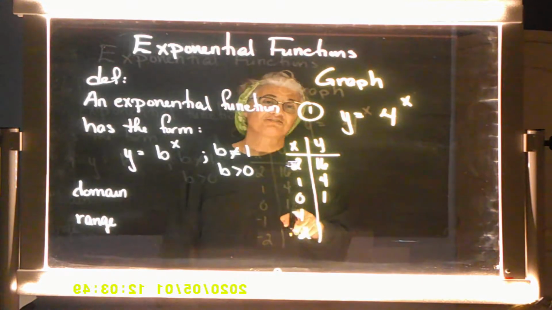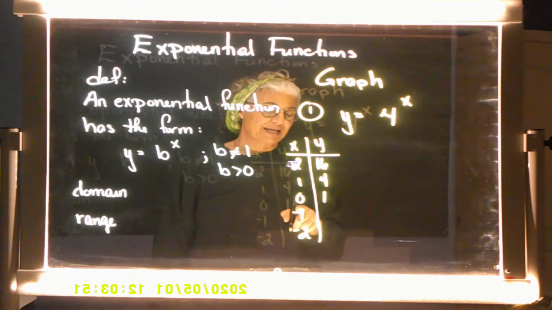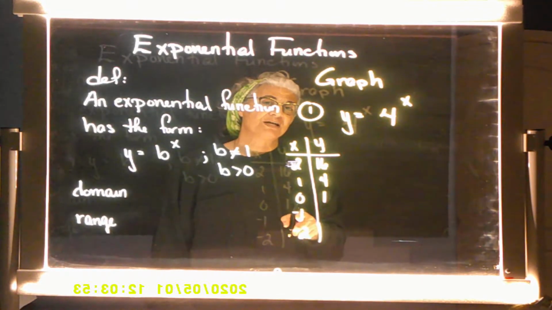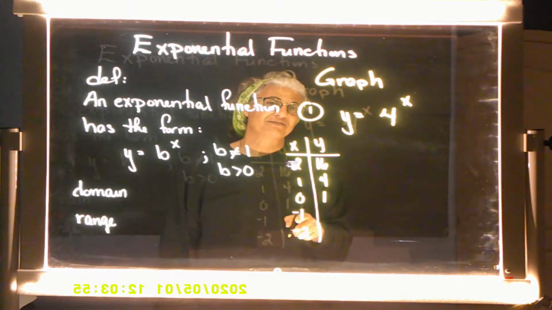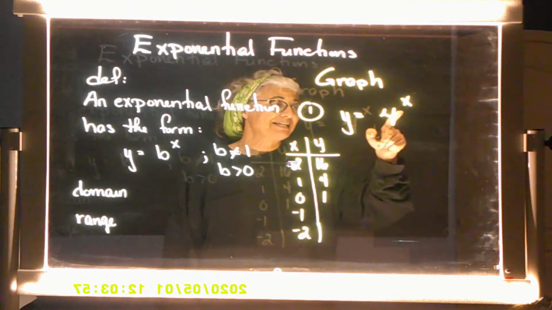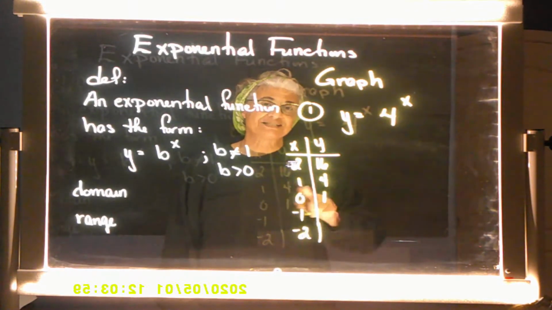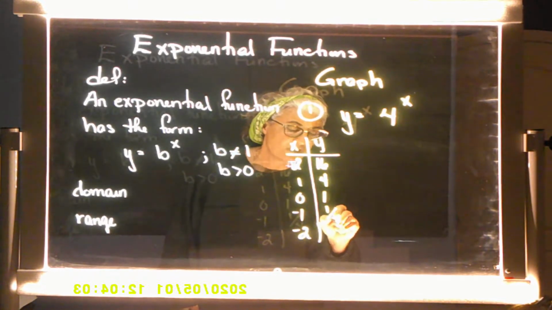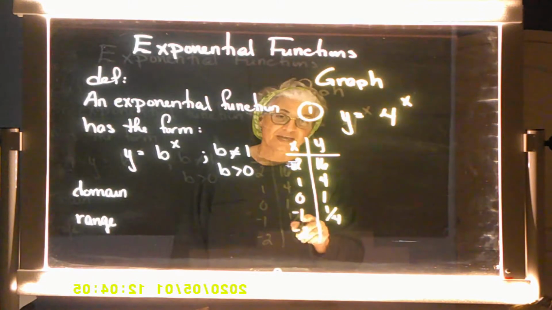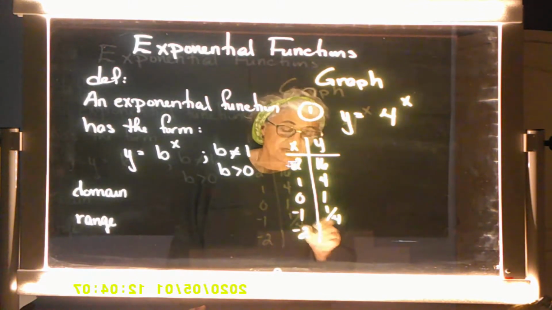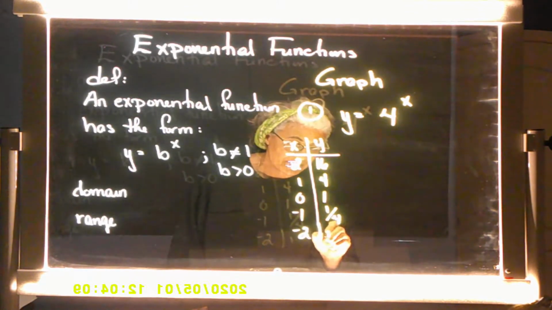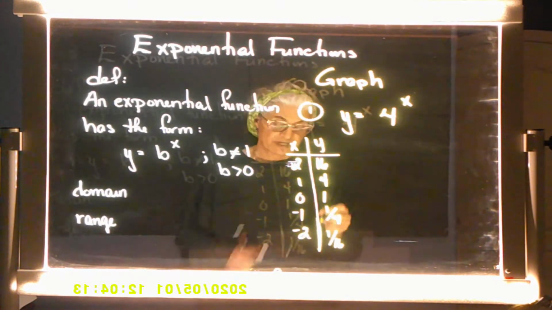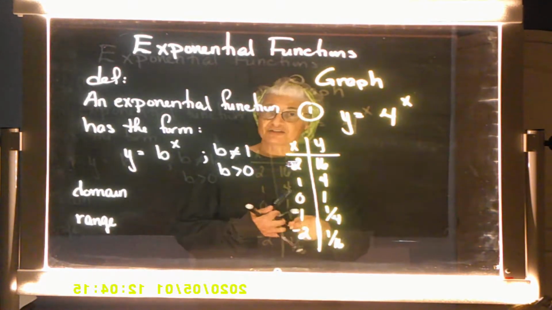4 to the negative first power. Remember, anything to a negative power is never negative, ever. Anything to the negative power is never negative. In this case, it makes the answer 1 over 4. And to the negative power of 2, again, never negative. It makes it 1/16. Okay, so we have our table.